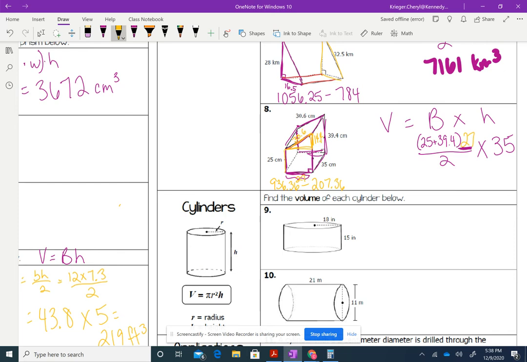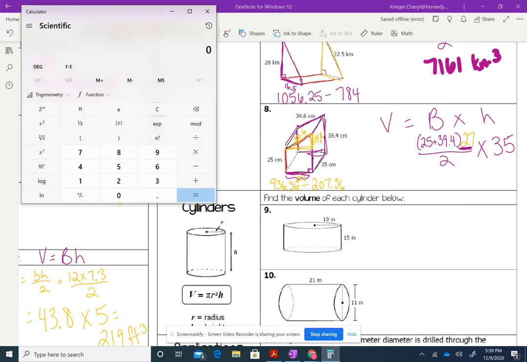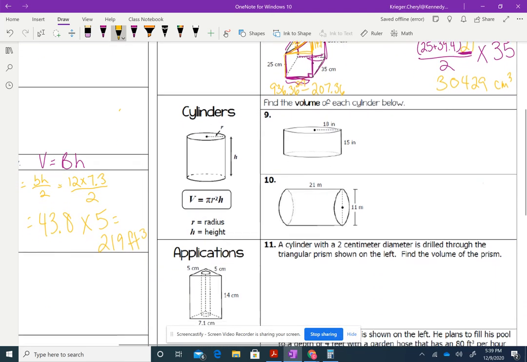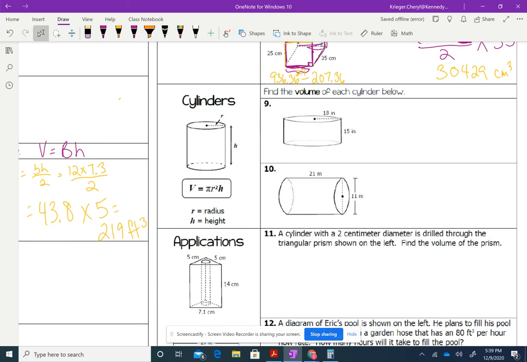All right, we're ready to plug it in. So 25 plus 39.4 is 64.4 times 27 divided by 2 and times the height of the prism, 35. 30,429 cubic centimeters. All right. So to do the volume of a cylinder, we are going to use the same formula.